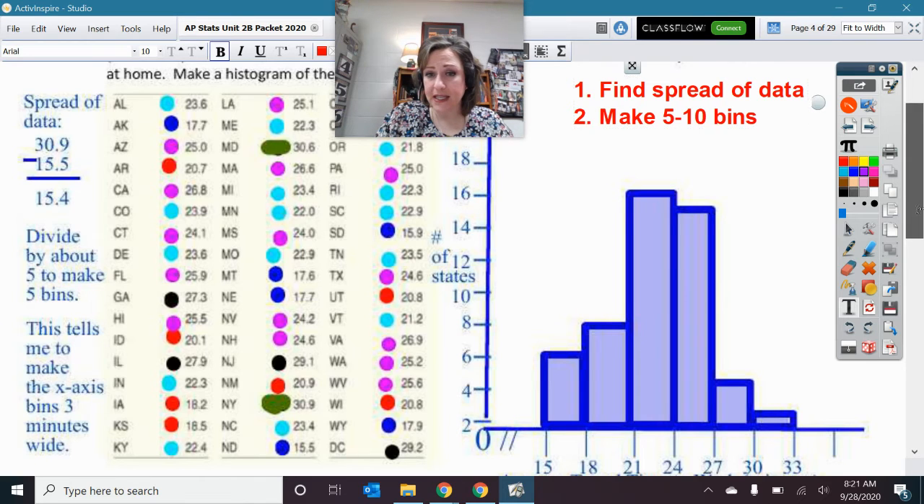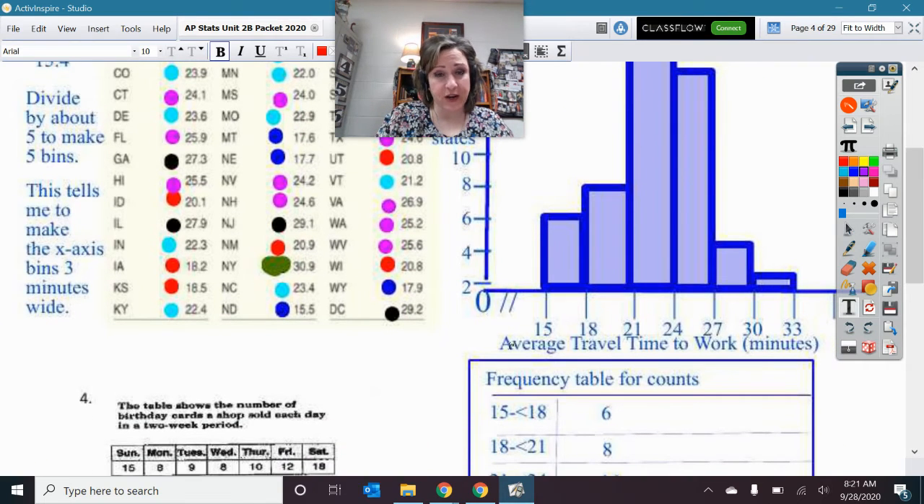So this is 3 minutes wide because here I labeled it. This is the average travel time to work. 15, 18. So looky here, I did my little tick marks because I jumped from 0 to 15. You can do that on the x-axis, but you cannot do that on the y-axis. If you do that on the y-axis, we've seen time and time again how that violates the area principle. Okay, so there's my times.